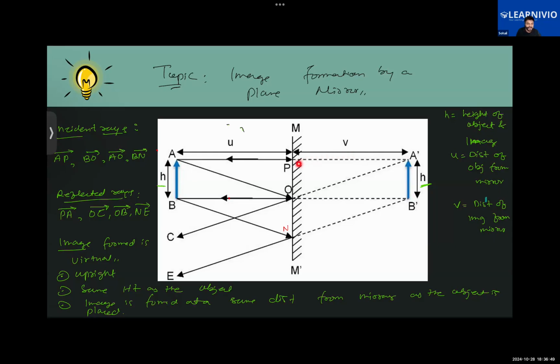Okay. So let's say that there are some incident rays that are falling on the mirror. Yes, Gauri, what are the incident rays that were falling on the mirror here? AP. Then PA. PA, no, PA is, sorry, the reflected ray now. BO, good. AO. And BN. Very good.